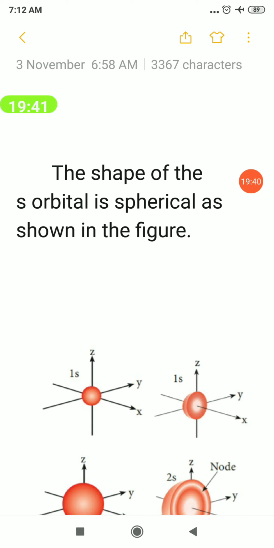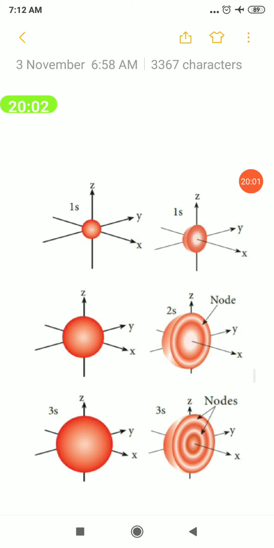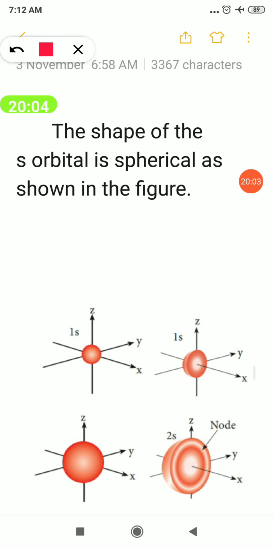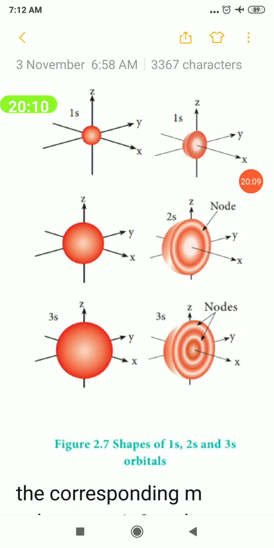First, let us discuss about the shape of S orbital. Dear students, it's very important. When we study about this, we must know about the L value and M value. For S orbital, the L value is equal to 0. When L value is equal to 0, M value is also equal to 0. Okay, and the shape of S orbital will be spherical. So it is spherical in shape. It is 1s orbital, and next 2s and 3s.